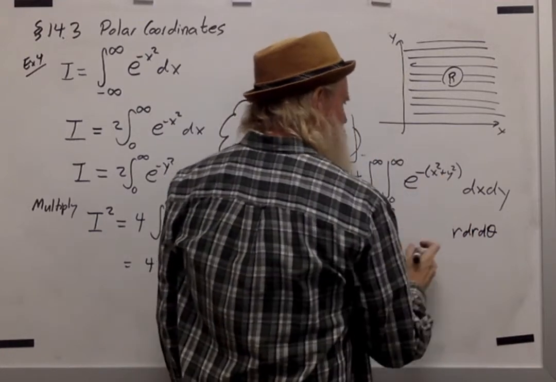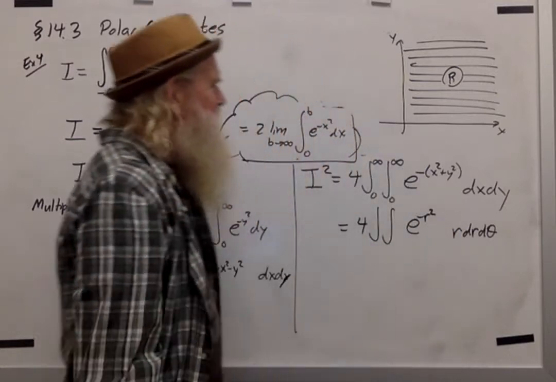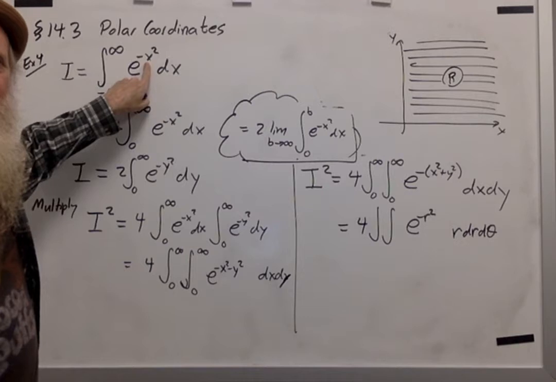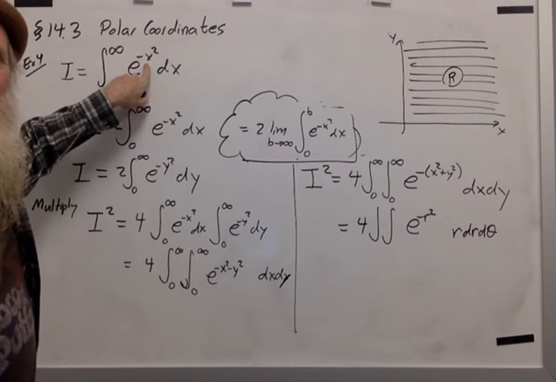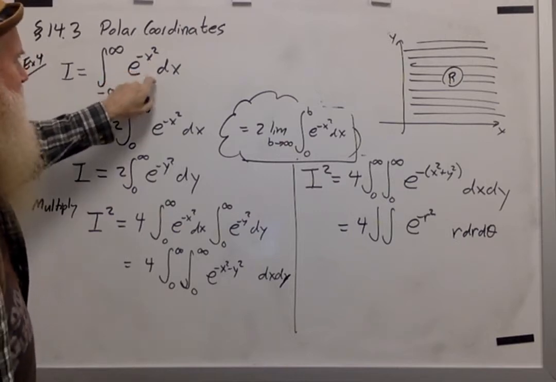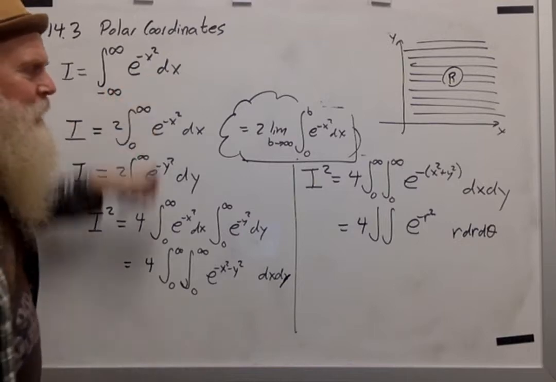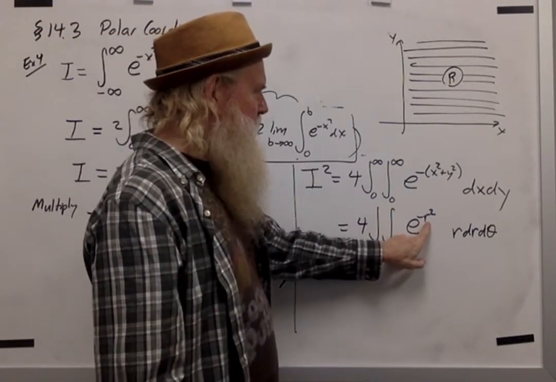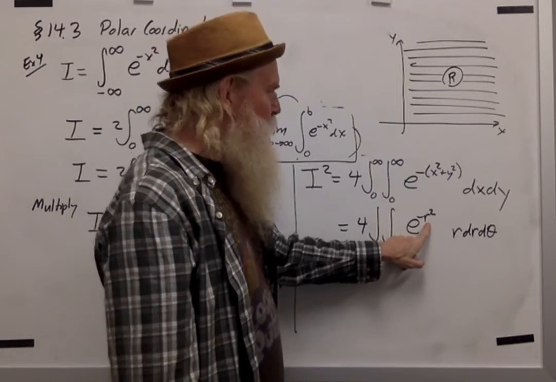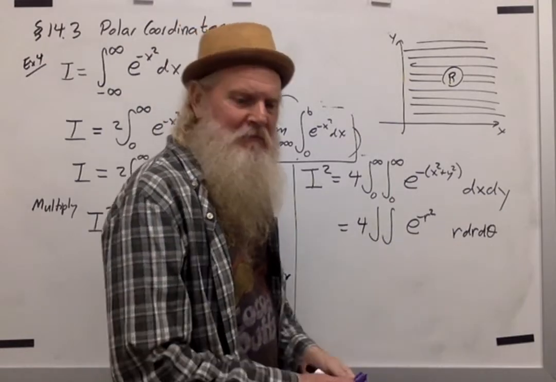And e to the negative x squared plus y squared is e to the negative r squared. Now notice that if you had tried to use a u substitution here to do this integral, you would set u equal to negative x squared, and du would be negative 2x dx. And there's no x dx. That's why we couldn't do this in Cal 2. Down here, though, if I set u equal to negative r squared, then du is negative 2r dr, and now we have an r dr.